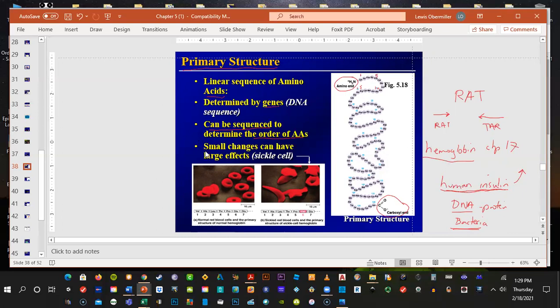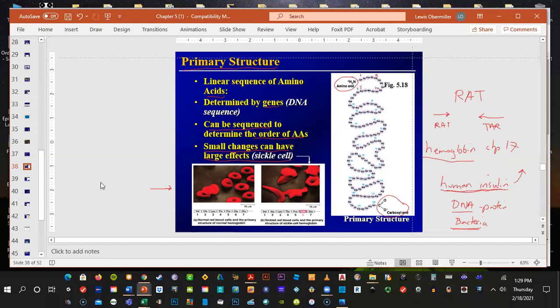So another thing that I want to point out here is that very small changes in the order of these amino acids can cause big changes in what we see in the effects. So sickle cell anemia is a great example of this.